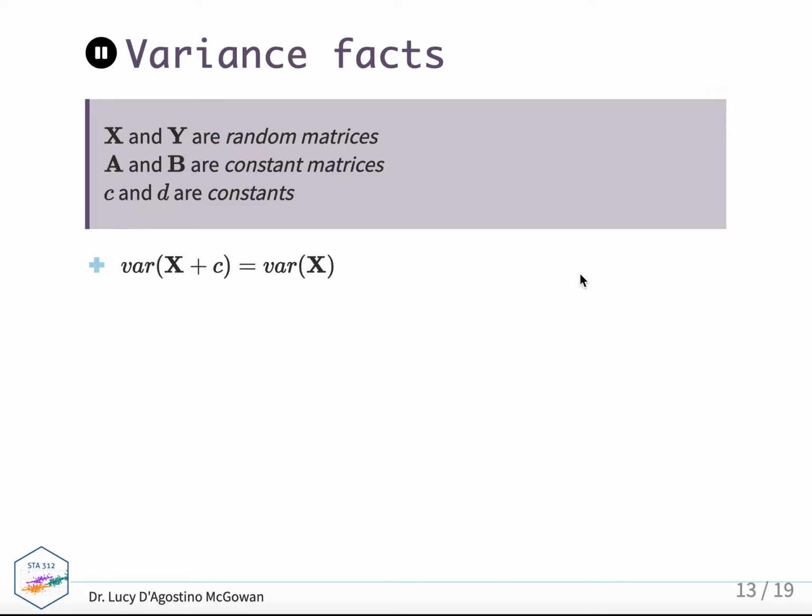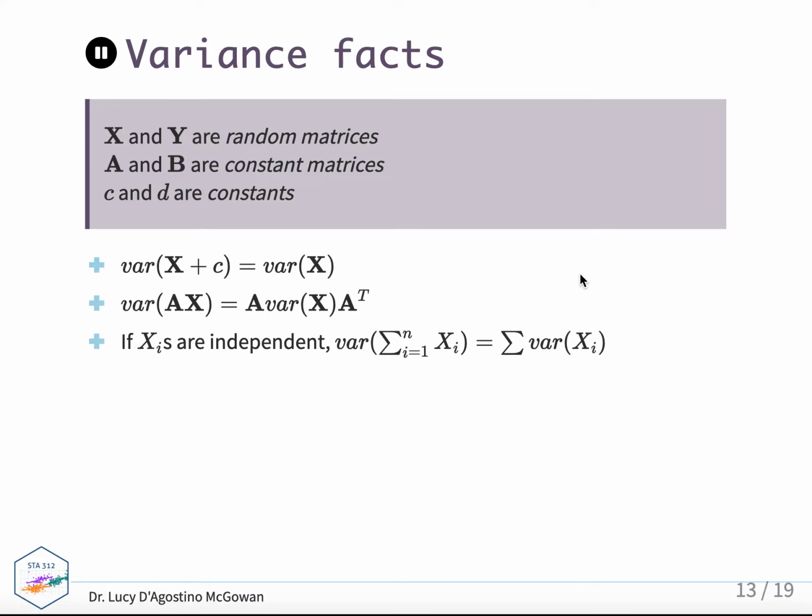Okay, so again, x and y are random matrices, a and b are constant matrices, and c and d are constants. And so the variance of x plus some constant is going to just be the variance of x. And the variance of some matrix A times x is going to be equal to A times the variance of x times A transpose.